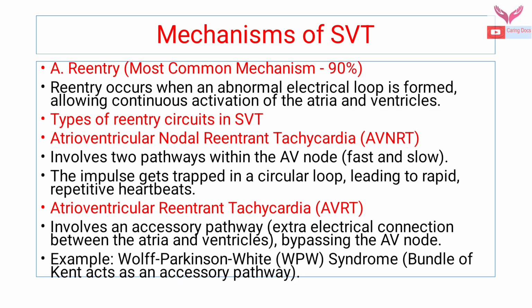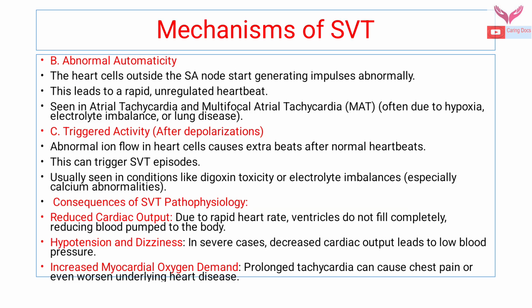Next is atrioventricular reentrant tachycardia, that is AVRT. It involves an accessory pathway, meaning an extra electrical connection occurs between the atria and the ventricle, which bypasses the AV node. For example, Wolff-Parkinson-White syndrome. Here we see a bundle of Kent which acts as an accessory pathway.